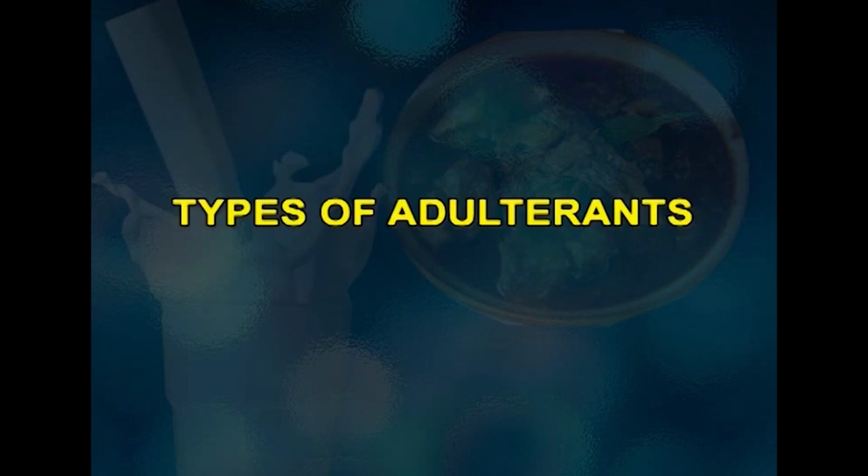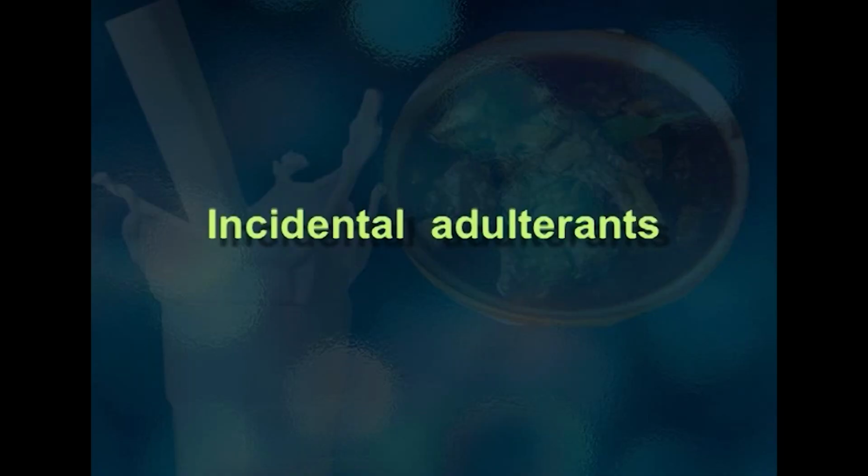Now we discuss the types of adulterants. Basically we have three types. First, incidental adulterants. They occur due to ignorance, negligence or lack of proper storage facilities, and due to this the food gets contaminated. Example, bacteria. A disease called botulism is caused by Clostridium botulinum due to defectively processed meat and fish, and it affects our nervous system, which can lead to muscular paralysis.